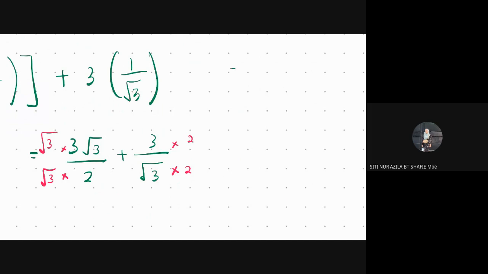Okay, I'm going to continue here. So root 3 multiplied by 3 root 3, you can just cross out root 3. Why? I showed you in the previous video, if you have root 3 multiplied by root 3 is equal to 3, you can just cross out the root. Then you are left with 3 times 3. Any question how I get 3 times 3? No problem. Good. Just basic.